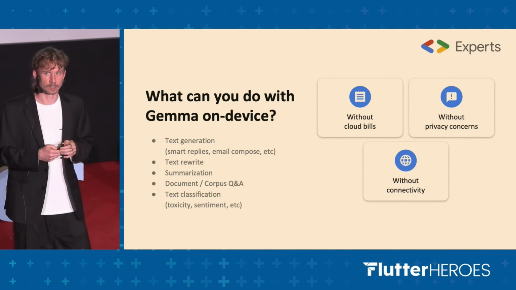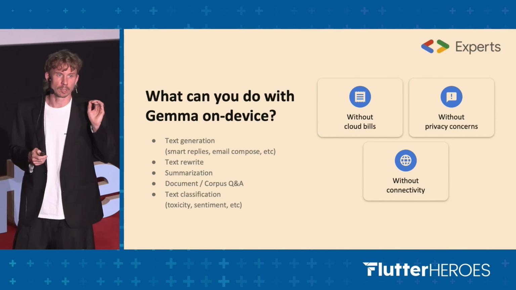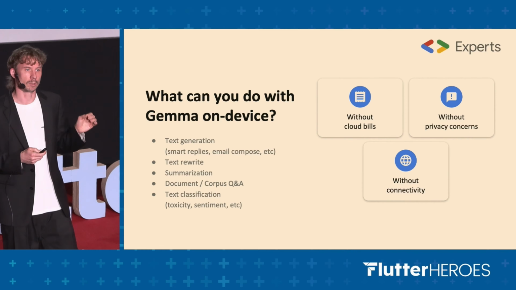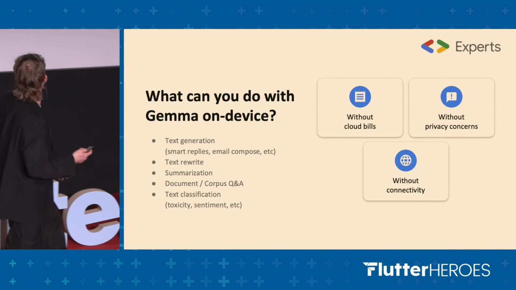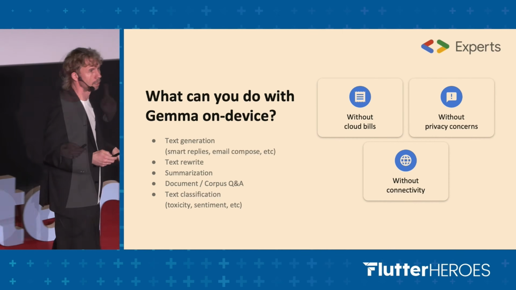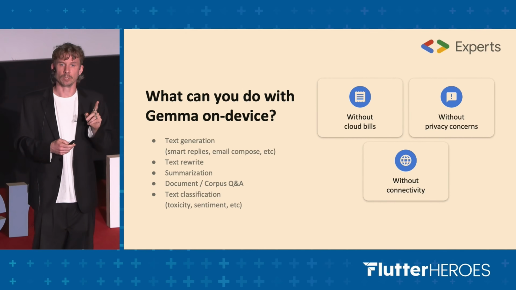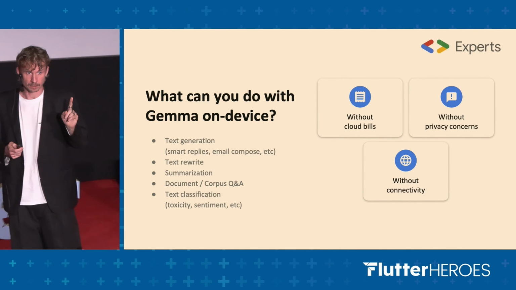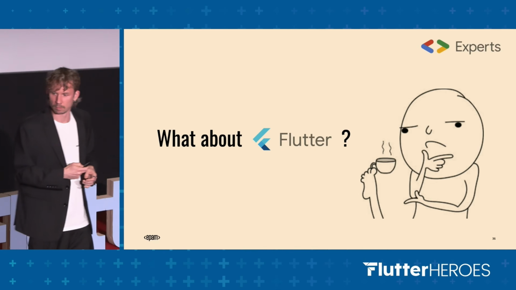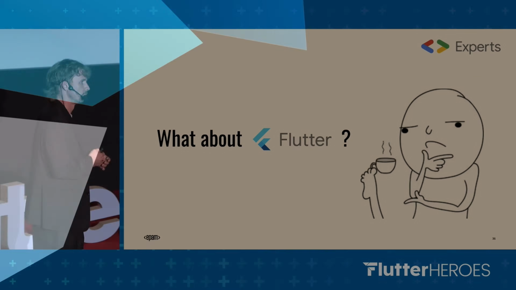What can you do with Gemma? You can do a lot. Gemma 1 and Gemma 2 were text-to-text models. You can operate only on text, but you can do tons of things: read text, write text, summarize text. And Gemma 3 is multimodal. You can analyze images as well, on device. The question is, what about Flutter?